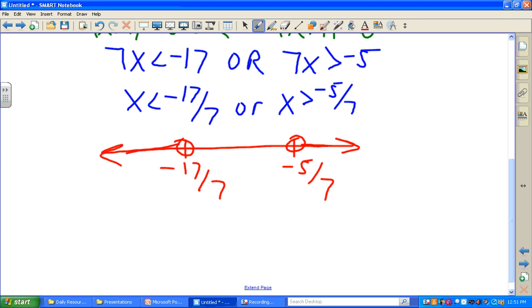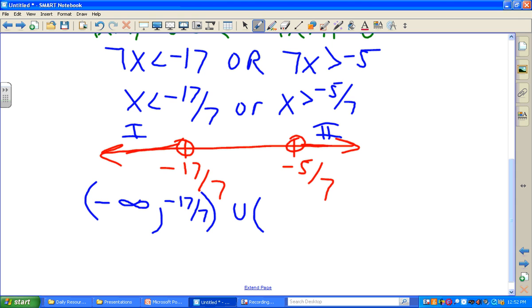Now you got to write this in interval notation. All right. Left-hand arrow means what? Negative infinity. All the way to negative 17/7. Bracket or parentheses? Perfect. Union. Aha, there's that union, the joining of two sets. Both these regions are what you want. You want region 1 and region 2 in your answer. So, union, negative 5/7 to infinity.